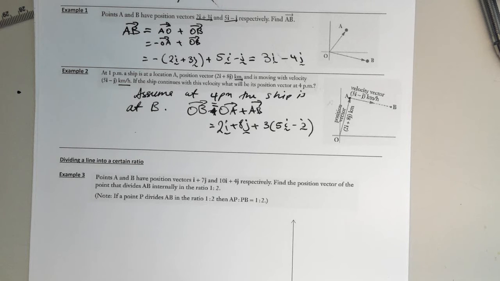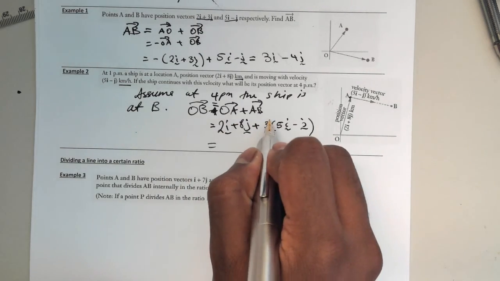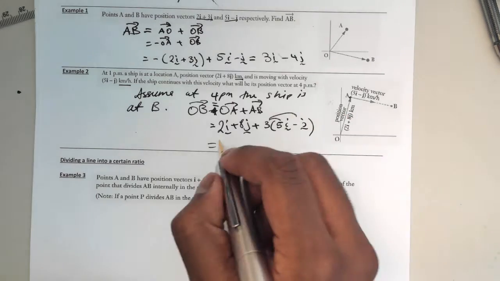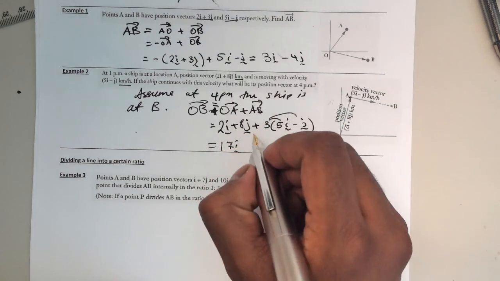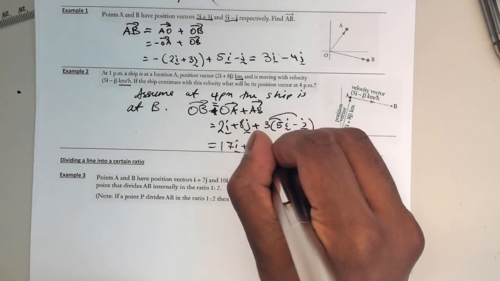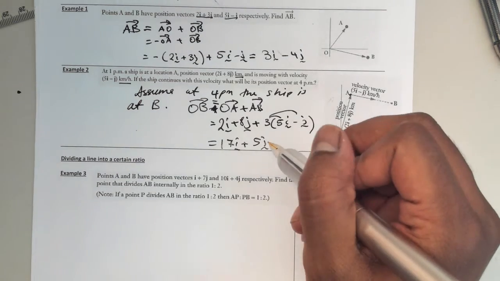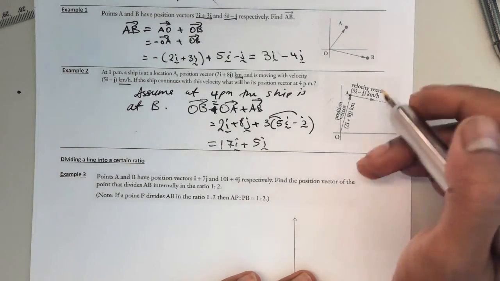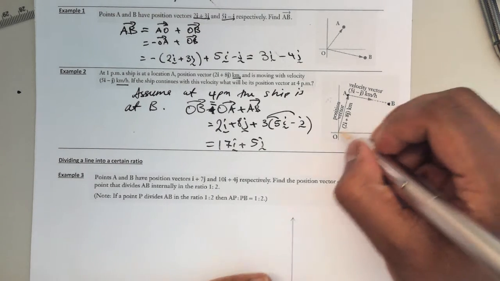All good? Easy money? Alright, so once again, expand the brackets, simplify it. 2 plus 15 is 17i. 8 minus 3 is 5j. So my position vector at 4 p.m. is 17i plus 5j. That kind of makes sense. It's all the way out here.